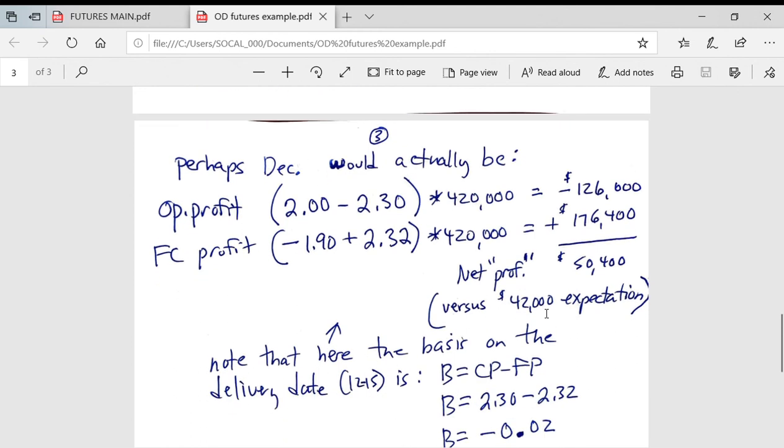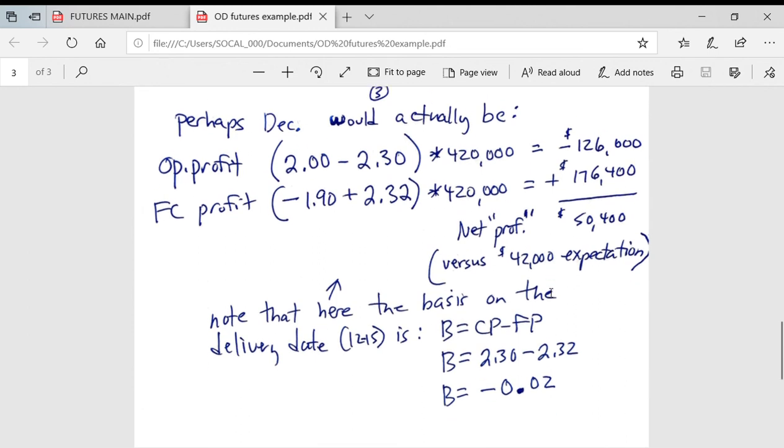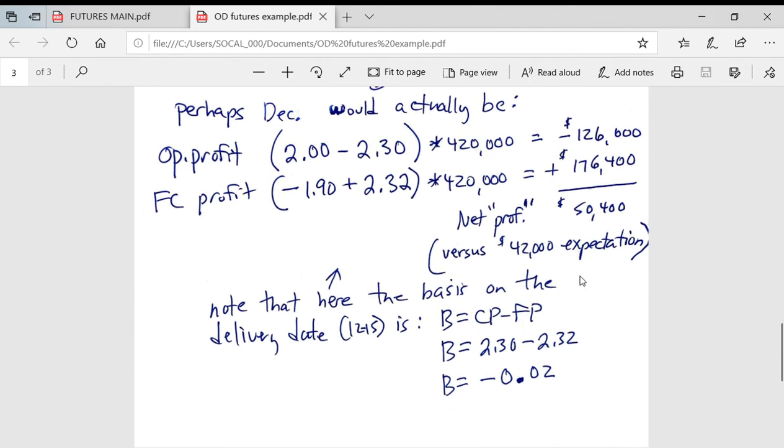Now keep in mind that's versus the $42,000 expected profit. So this is what could happen. Remember, risk is two-sided. There's upside risk and downside risk. We're generally concerned more with downside than upside, though. So note that here in this example, the basis on the delivery date of 12/15, that's the day the oil distributor delivers the oil, not the delivery date of the futures contract, just the date that he delivers the oil to his client, is, of course, basis equals cash price minus futures price, and the cash price is $2.30 by assumption in this example, and the futures contract price at the time by assumption is $2.32. So the basis we assume up here is minus 2 cents.